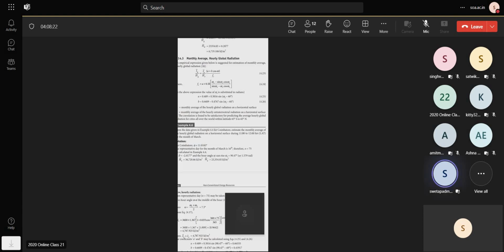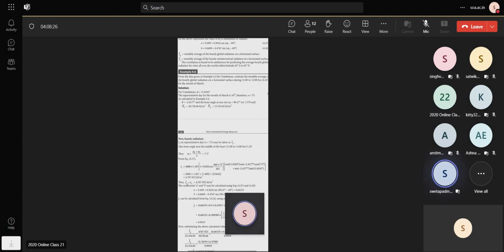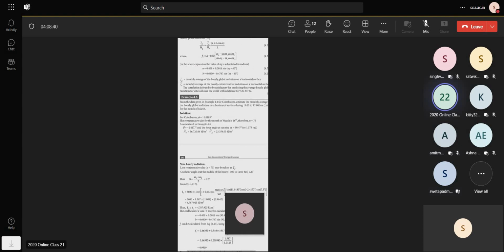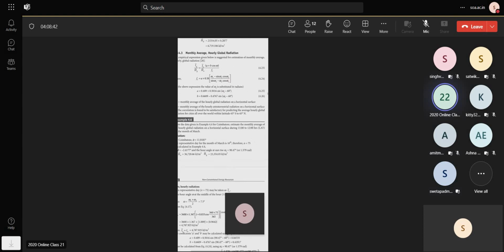So A is 0.65761. Okay, and B is how much? 0.432. 0.425. ओके ठीक है. A and B का वैल्यू जब आ गया, then please calculate FC. Have you calculated FC? No.